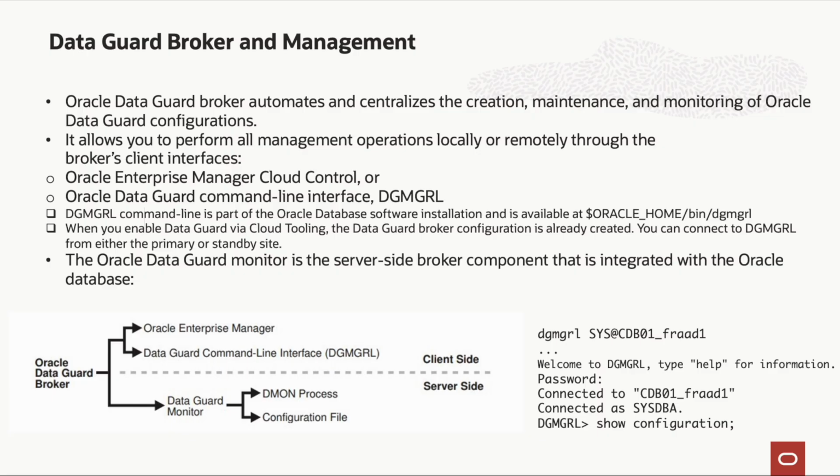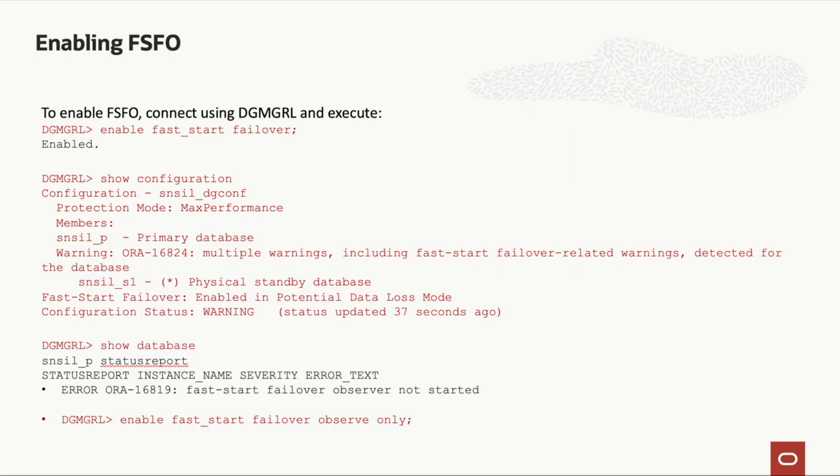FSFO operations are centralized through an Oracle DataGuard broker, which simplifies management, monitoring, and failover actions. You can use Oracle Enterprise Manager Cloud Control or the command line DGMGRL interface to manage the configuration. When DataGuard is set up through Cloud Tooling, the broker configuration is created automatically. To enable Fast Start Failover, connect using the DGMGRL command line and run enable Fast Start Failover.